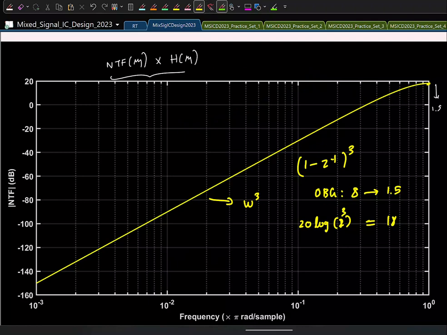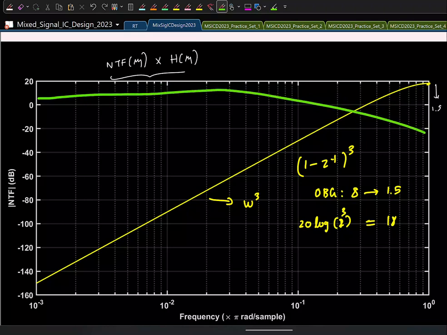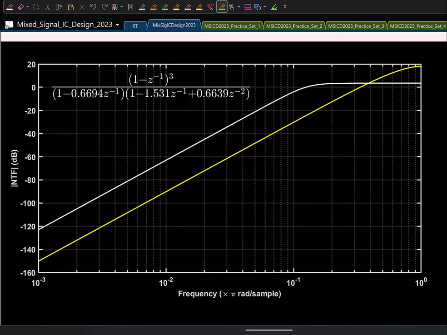If I look at its response, it will basically look like this: constant, and at high frequencies it will roll off. And if I do that, the transfer function finally looks like this. This is the original thing, 1 minus z inverse whole cube, and this is the new transfer function.